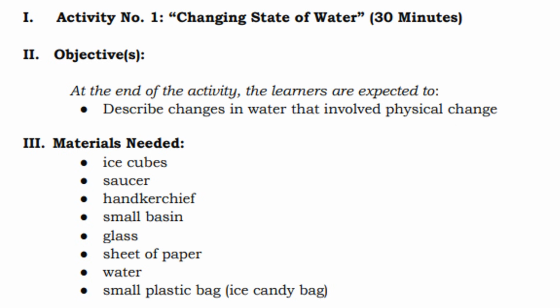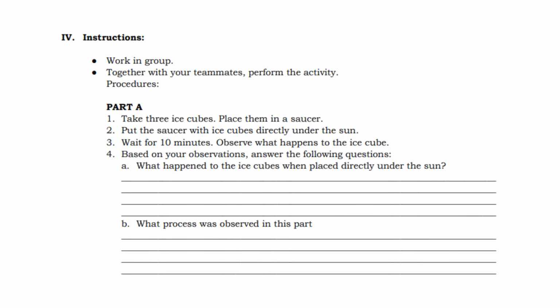Here's the activity sheet, Changing State of Water. Objectives: at the end of the activity, the learners are expected to describe changes in water that involve physical change. The materials needed are the following: ice cubes, saucer, handkerchief, small basin, glass, sheet of paper, water, small plastic bag or ice candy bag. Instructions: work in groups together with your teammates, perform the activity.